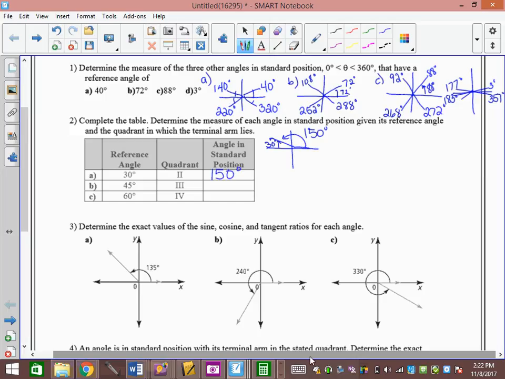Then we have 45 in quadrant 3. So it's going to be 180 plus 45, which is 225. And then 60 in quadrant 4. It's going to be 360 minus 60, which is 300.